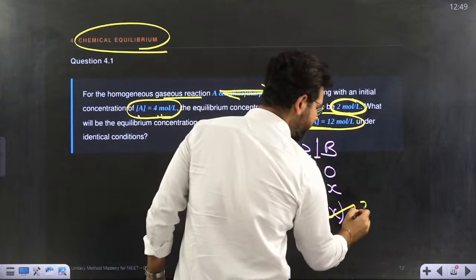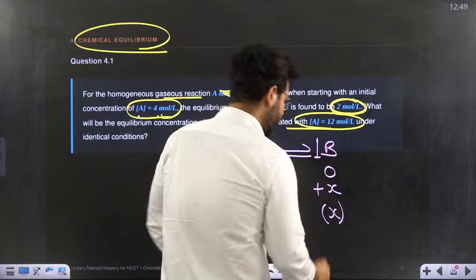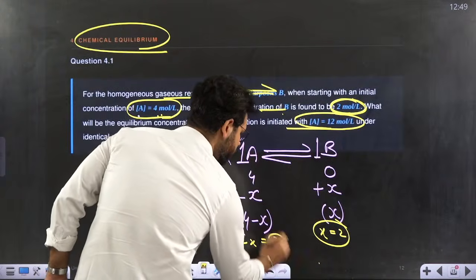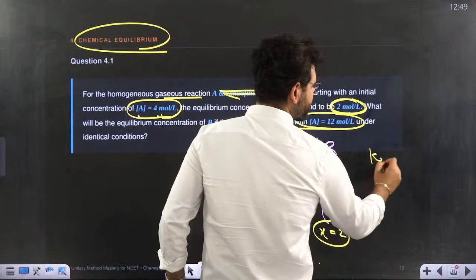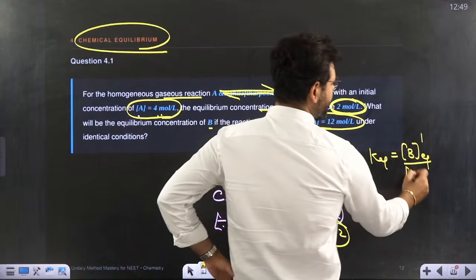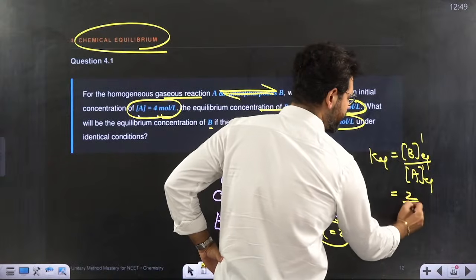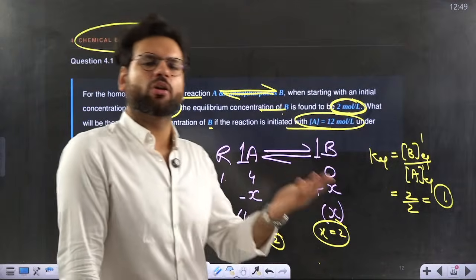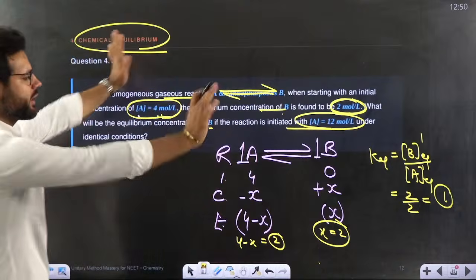So X value is given 2. So if X value is given 2, this becomes 4 minus X, which is also 2. That means equilibrium constant, which can be written as concentration of B at equilibrium to the power stoichiometry by concentration of A at equilibrium to the power stoichiometry, which is 2 power 1 by 2 power 1, 1. Since we know equilibrium constant always remains constant if temperature is fixed and the reaction stoichiometry is fixed.